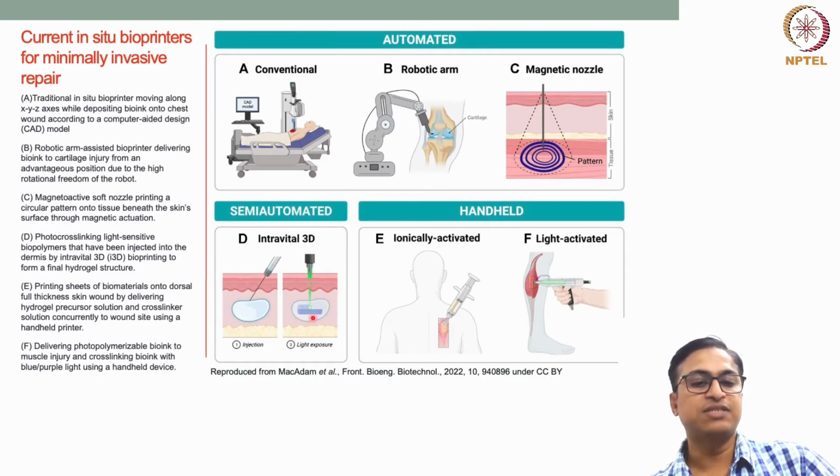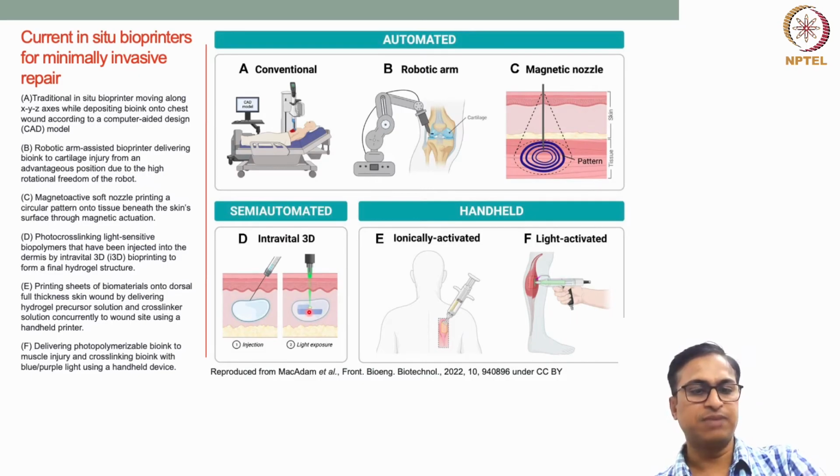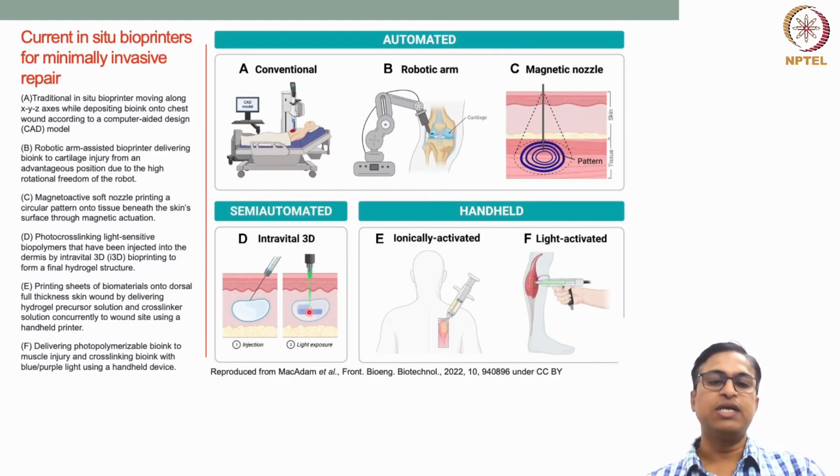So this kind of thing is very powerful. First, the hydrogel is injected within the defect area. Then the light is exposed to cross-link that hydrogel. This is very important when there is a defect in some structure somewhere inside the body, maybe inside the skin.